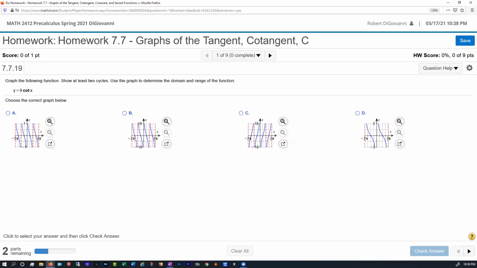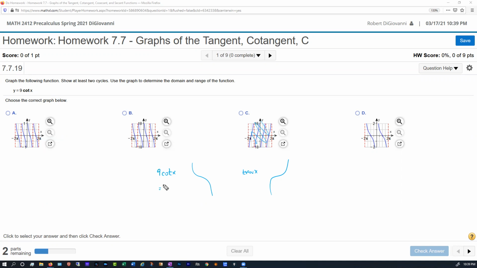Okay, I'm going to be working the homework here for 7.7, graphs of tangent, cotangent, cosecant, and secant. The first question asks us to graph y equals 9 cotangent of x. The first thing we should note is that the standard graph of cotangent of x goes like this, as opposed to tangent of x, which goes like this. So we can automatically eliminate this one and work on these other three and determine which of these it would be.